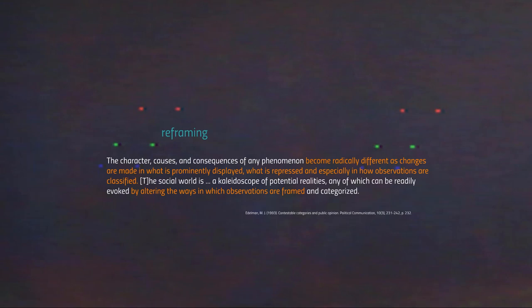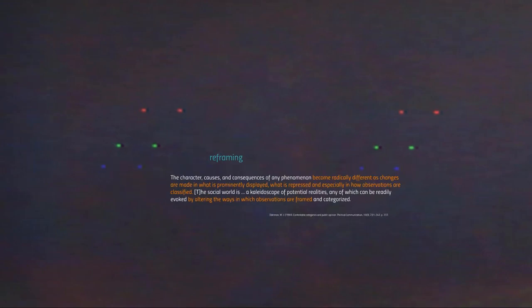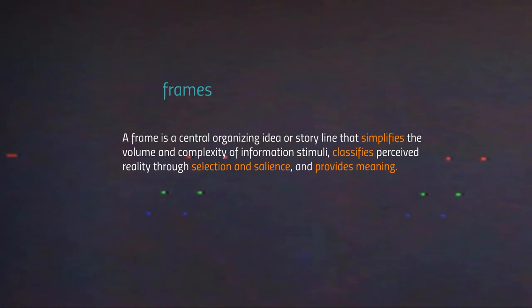a simplified understanding of what frames are. And I'm not going to go into too much detail here. We are covering this content extensively in other subjects. But for our intents and purposes in this lecture, and in the context of digital artifact development, you need to remember that frames are how we perceive reality. A frame is a central organizing principle. It's an idea or a story that simplifies the volume and complexity of information to which an observer is exposed. It classifies this perceived reality through selection and salience, and therefore provides meaning.